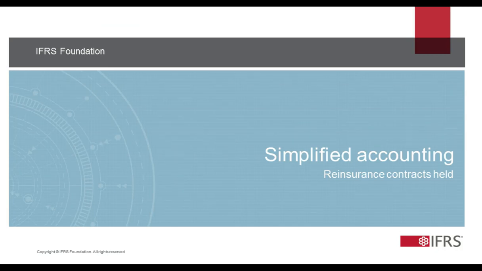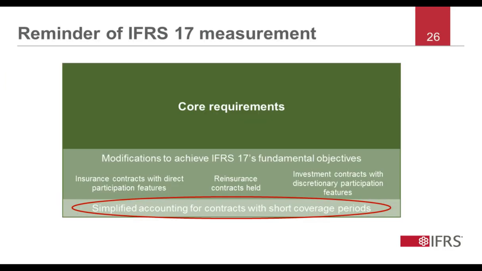Let's now move on to the eligibility for the simplified accounting for contracts with short coverage periods. We have discussed the core requirements for the measurement of insurance contracts in IFRS 17 and the simplified accounting for contracts with short coverage periods, called the premium allocation approach, in previous webinars. We will now discuss the eligibility of reinsurance contracts held for the premium allocation approach.